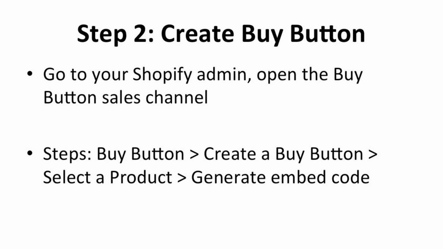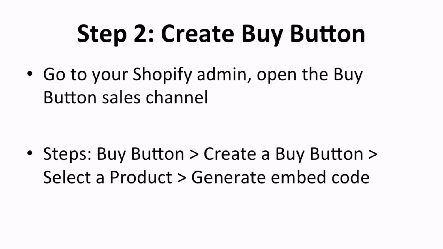After you've added the sales channel to your Shopify admin, you can now create the buy button. To do so, first go to your Shopify admin page and open the buy button sales channel. And when you are on the buy button sales channel page, go to the top right and click on Create a Buy Button. After that, you will be directed to the product page. Select the product that you wish to create the buy button for and then move on to the next step.